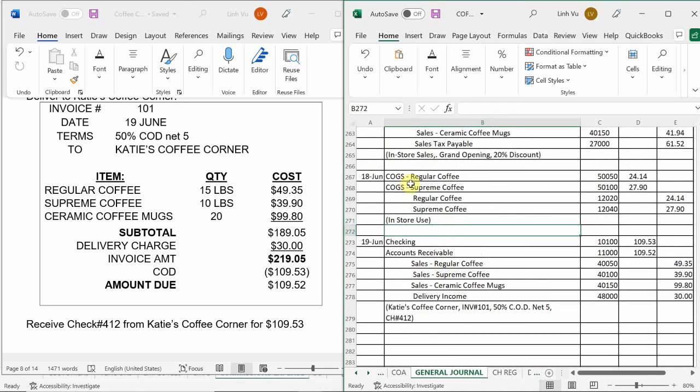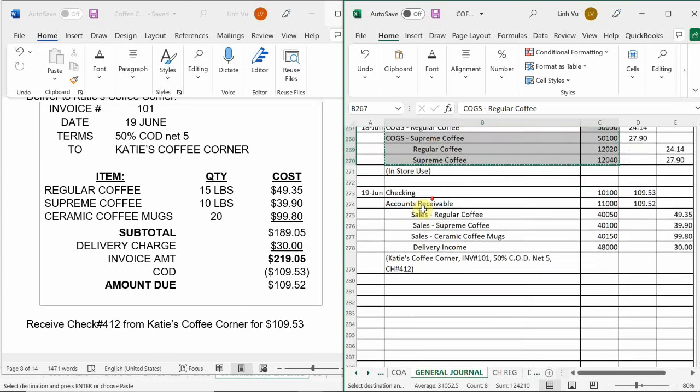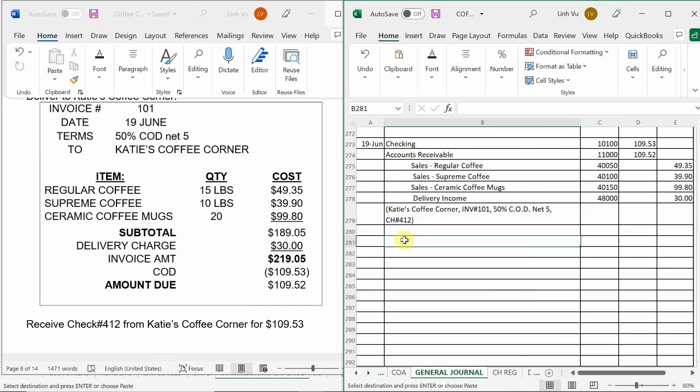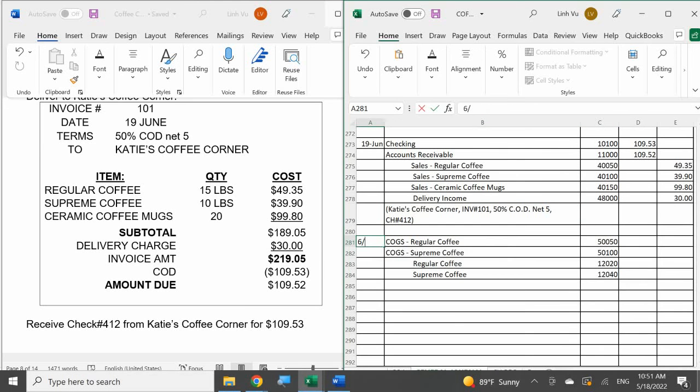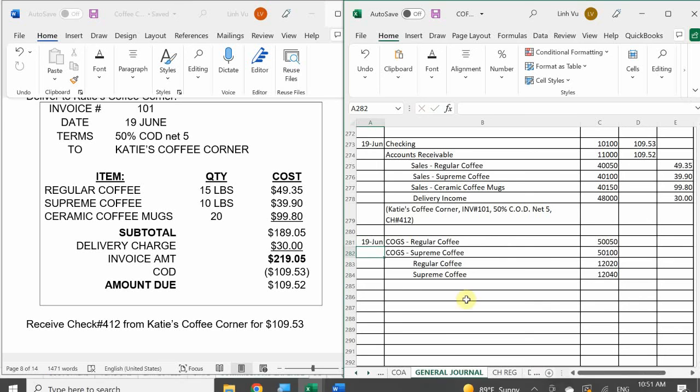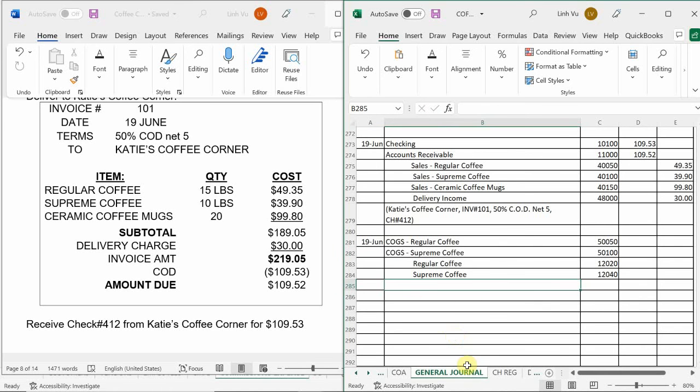So what I'm going to do here is I actually already have the journal format laid out right here. Because that's exactly what I'm going to be doing when I go to my inventory worksheet: calculating the cost of goods sold. Now, we have a particular person that we sold to. So I'm going to say sold to Katie's Coffee Corner, invoice number 101. Okay?